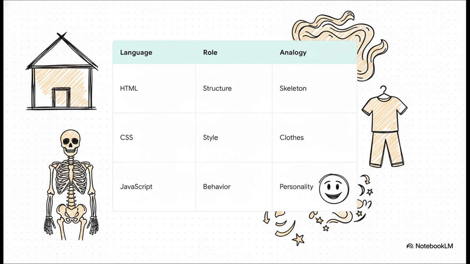So let's put it all together real quick. HTML is the structure, the bones. CSS is the style, the clothes. And JavaScript is the behavior, the personality. Just about every single website you use is a clever combination of these 3 things, working together.